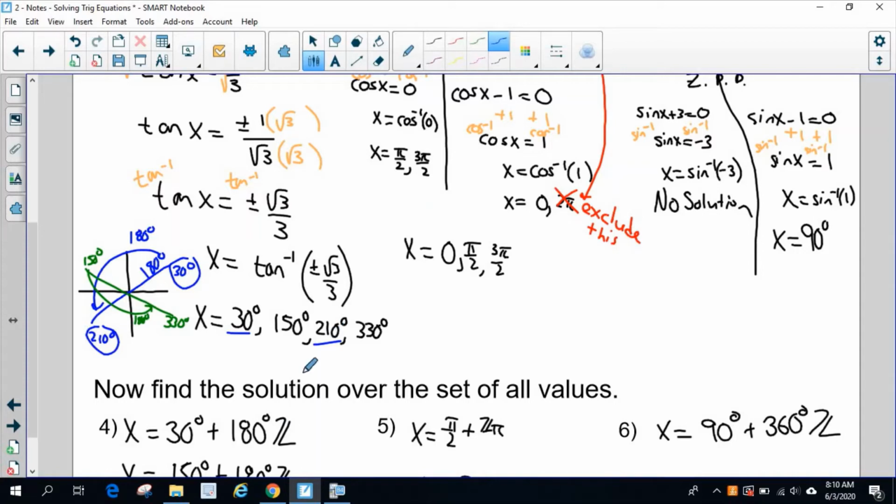Now you might say, where'd the 210 go? Well, 30 plus 180 is 210. So in the infinite answer, in the answer over all solutions, I don't need to include 210 because it's actually already right here. Again, I don't need the plus or minus because that's in the z.